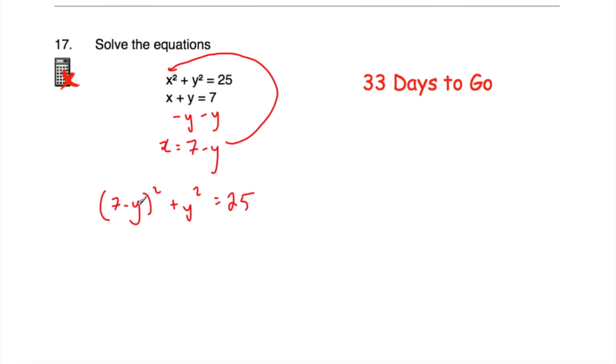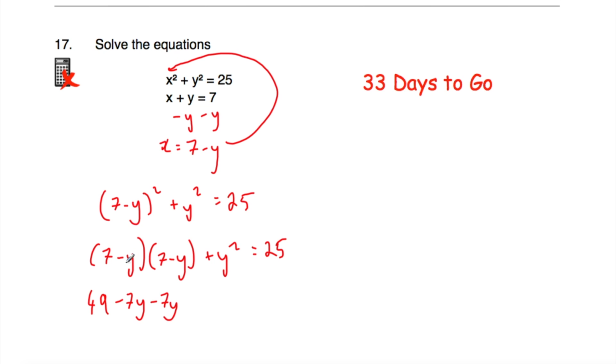Now let's expand this. So then we're going to write the bracket out twice. 7 take away y and 7 take away y. And then we've still got our plus y squared equals 25. Expanding our bracket, 7 times 7 is 49. 7 times minus y would be minus 7y. Minus y times 7 will be minus 7y, and minus y times minus y will be plus y squared. And then we've still got our plus y squared, and then that's equal to 25. Simplifying this will give us 49, take away 14y plus 2y squared equals 25.